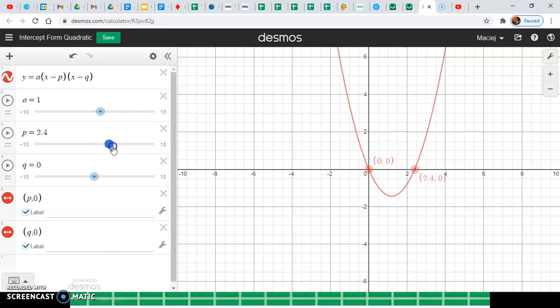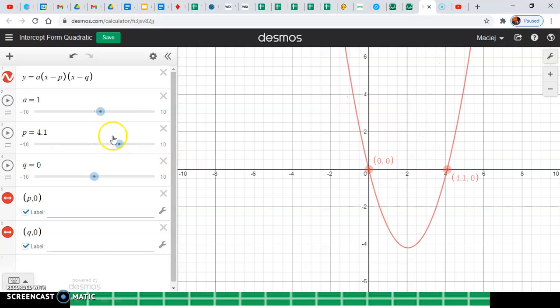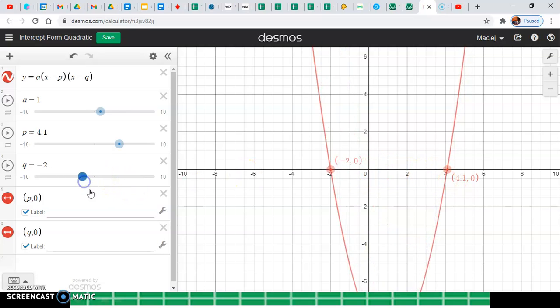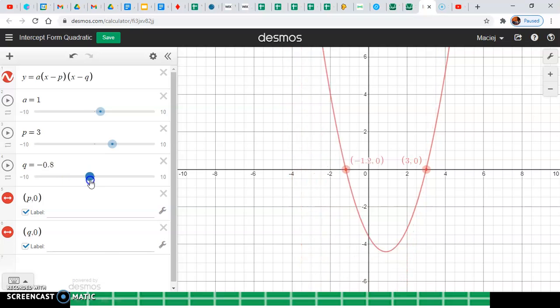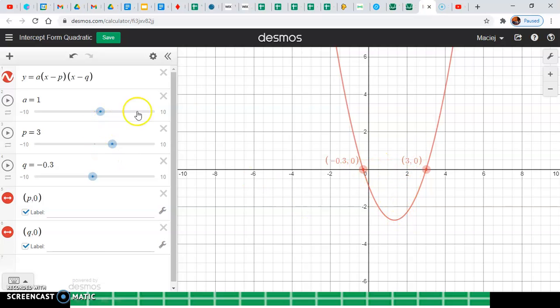So let me move this and show you what happens. Okay, check it out. So P value is 4.1, Q value is 0. So my x-intercepts are 0, 4.1. So let me change the Q as well. There, I made Q -2, and P is still 4.1. So look, -2, 4.1. So P and Q are our x-intercepts, and as I change P and Q, the x-intercepts change like that. So really interesting. And of course, we talked about the vertex being exactly halfway between those two. All right, great. So that is our look at parabolas in Desmos.